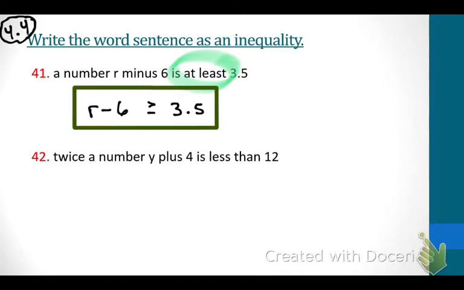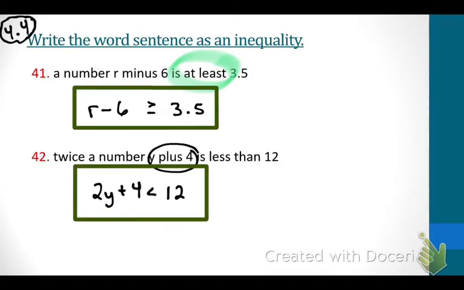Halen, twice a number y plus 4 is less than 12. How do I write that? 2y less than 12. Okay, we're missing one part. Plus 4. Very good. Okay, so with these ones, just look really close, attention to detail to make sure you see that it is written correctly.